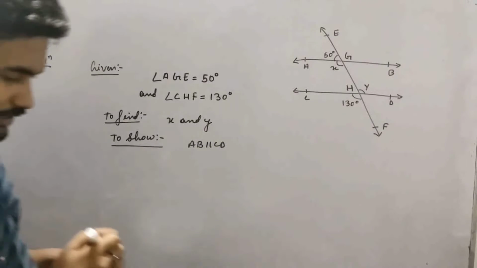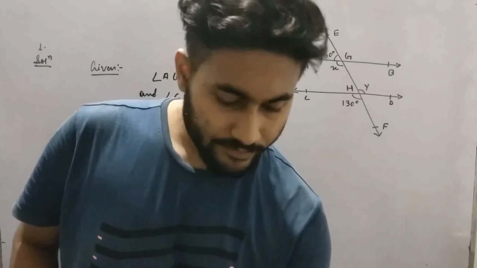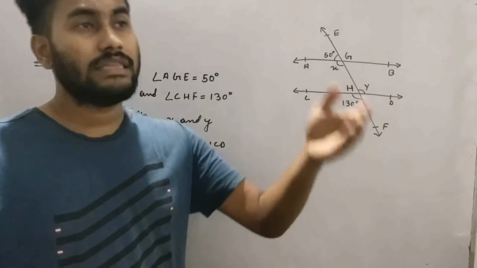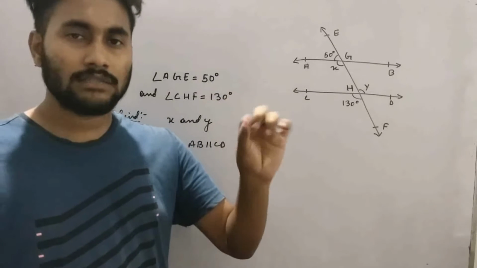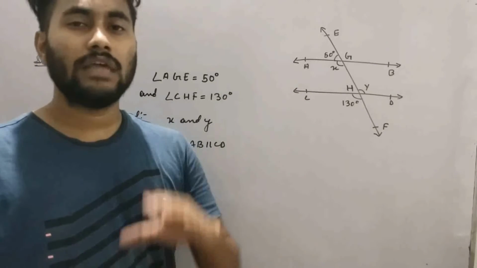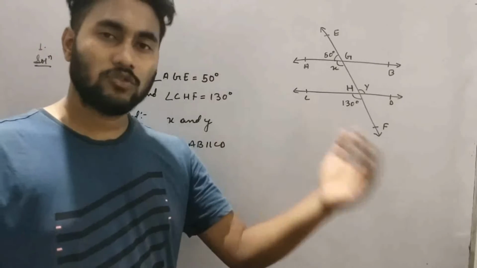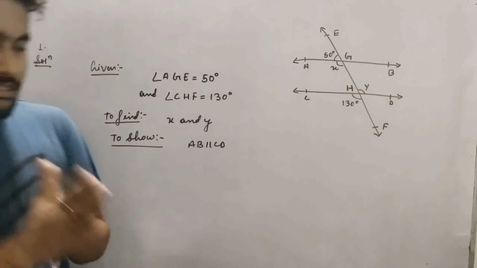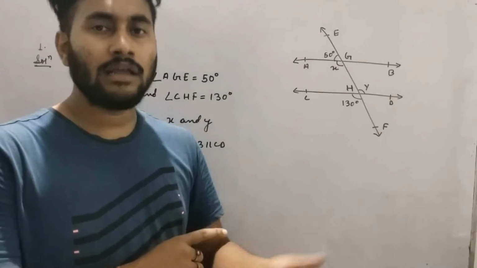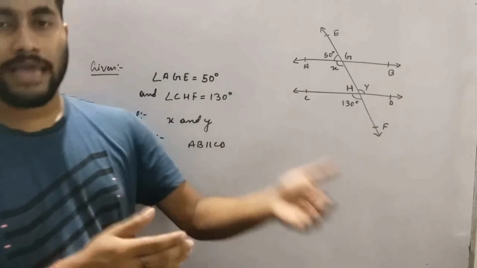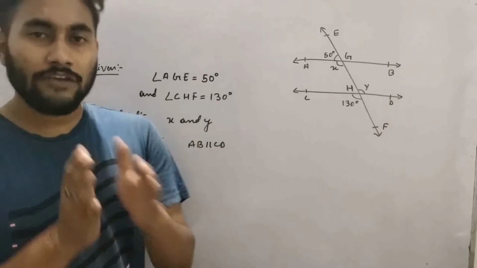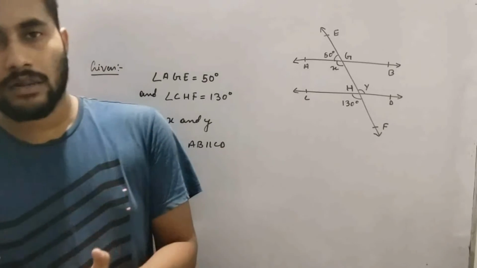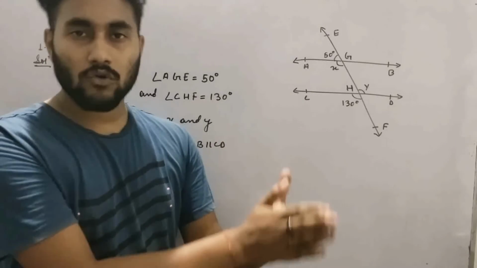Now one thing I forgot, whether I said it or not in the last class: remember, if two lines are parallel, then only will there be alternate angles and corresponding angles. If the lines are not parallel, then there is no alternate angle and no corresponding angle. And in the opposite way, if there are alternate and corresponding angles, then the lines will be parallel. If parallel, then alternate and corresponding. If alternate and corresponding, then parallel. If not parallel, then no alternate and no corresponding.